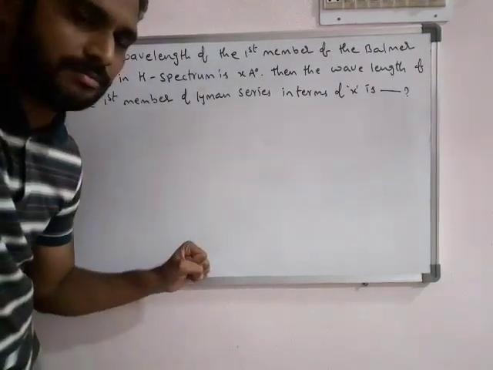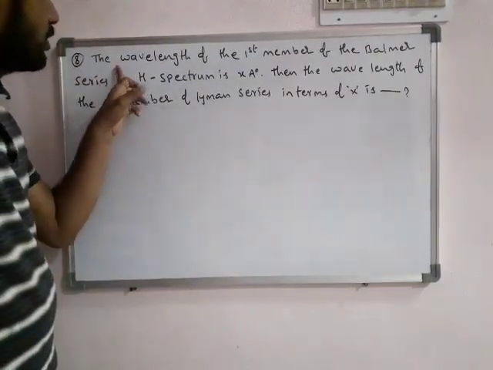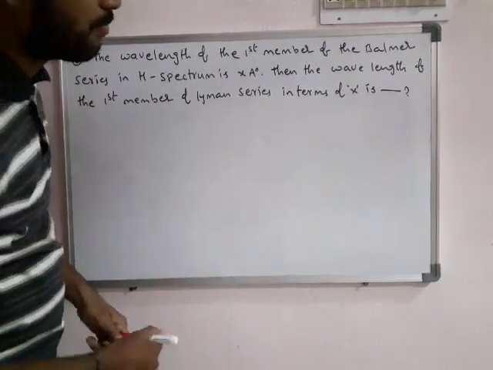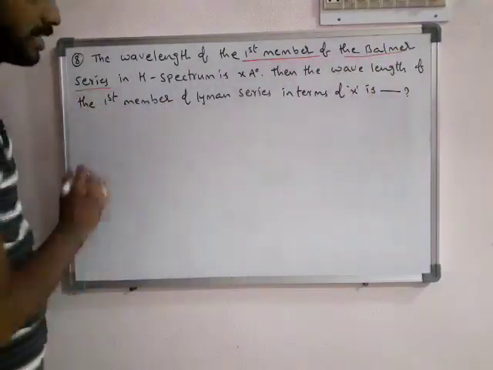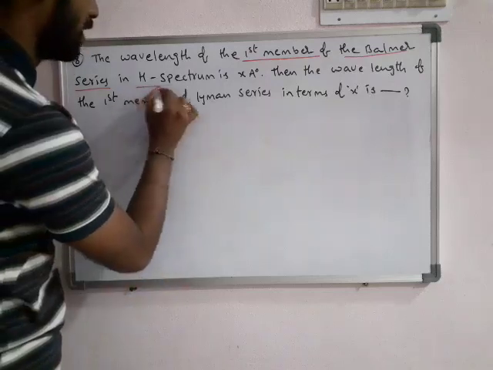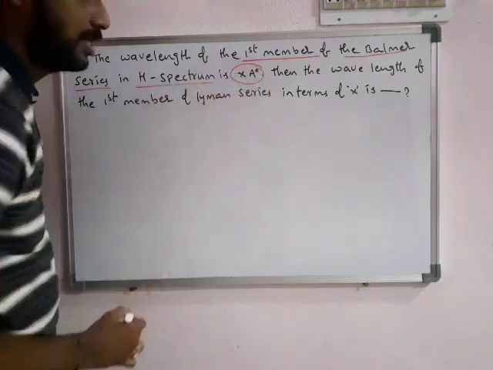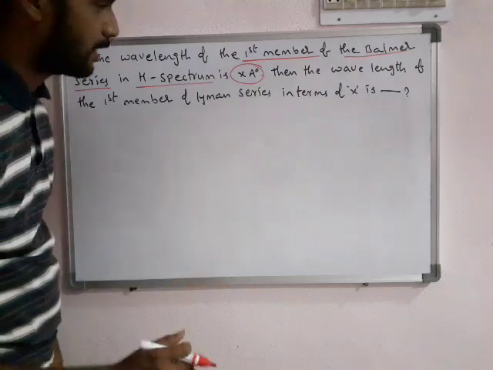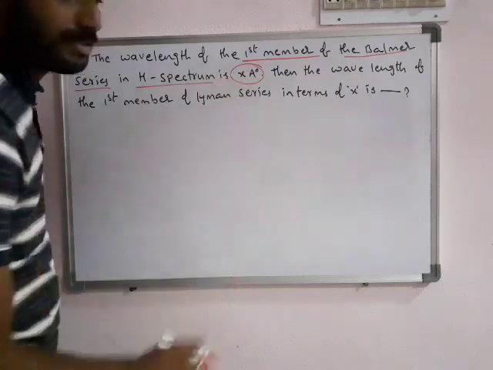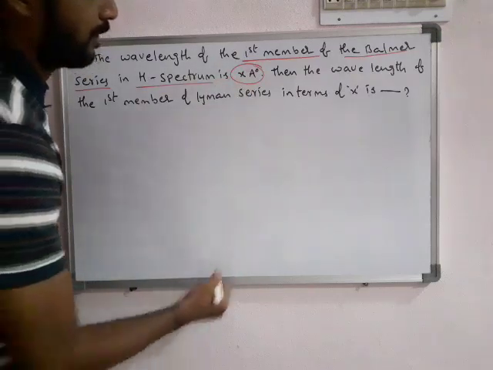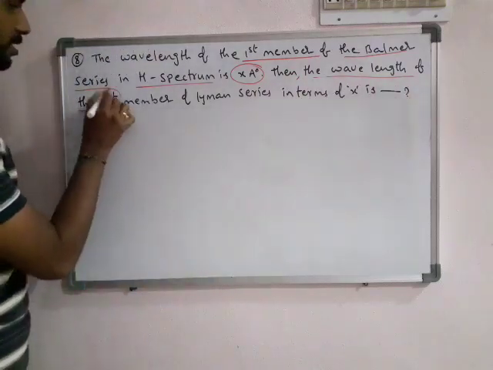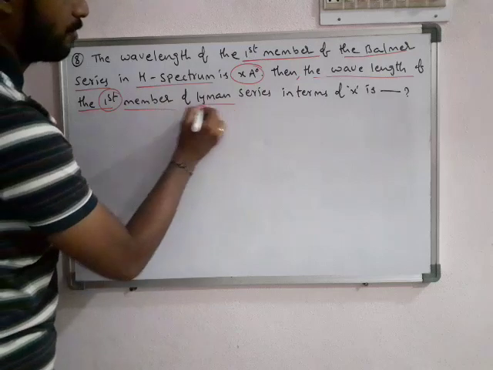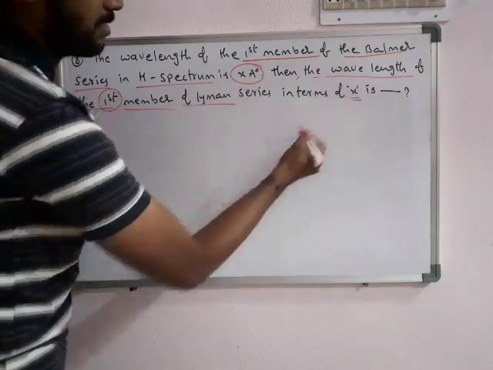See the last one today. The wavelength of the first member of the Balmer series, the first line in the Balmer series of hydrogen spectrum, is x angstroms. In the Balmer series, the first line has wavelength x angstroms. So we need to find what? The wavelength of the first line, the first member of the Lyman series, in terms of x.